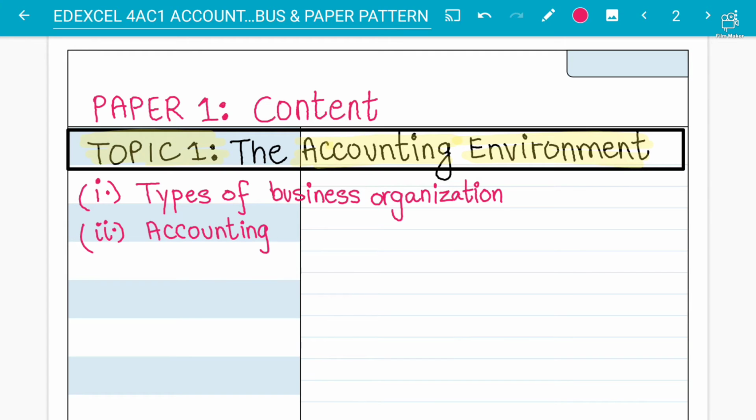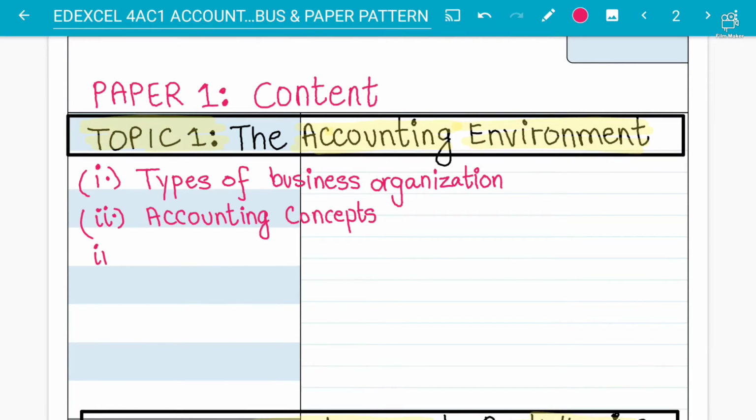There are a lot of accounting concepts: business materiality, prudence concept, matching concept, accruals, money measurement, consistency concept. All of them will be discussed in detail. Point number 3 is basically: what are the benefits of using computerized accounting or using technology? So what are the benefits of using technology in accounting?